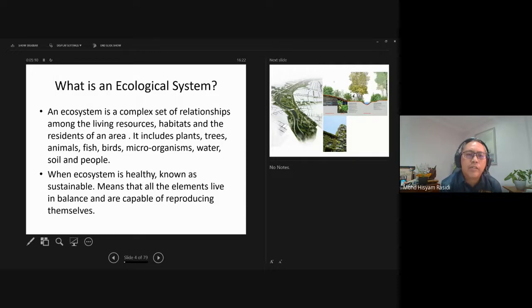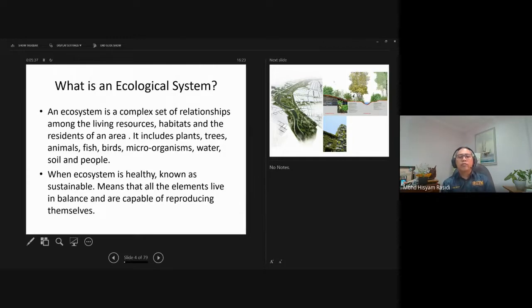An ecosystem is a complex set of relationships. Of course, when we're talking about the ecological component, one of the important things is to establish the relationship, the integration among all living resources. So not just us as human beings, but also habitat, vegetation, all living things, including waters and so on and so forth.